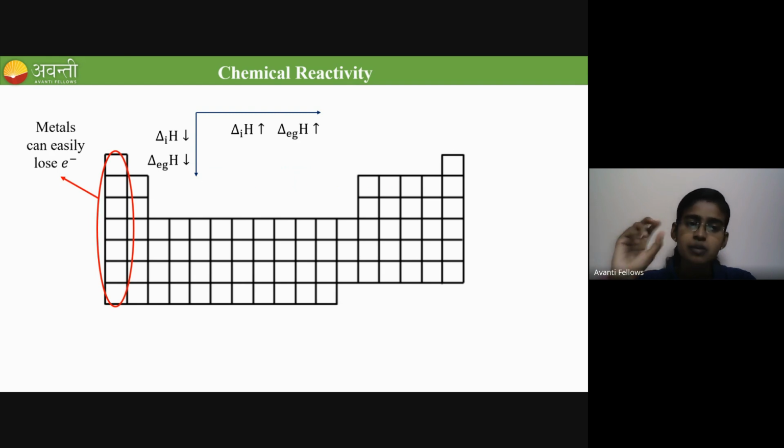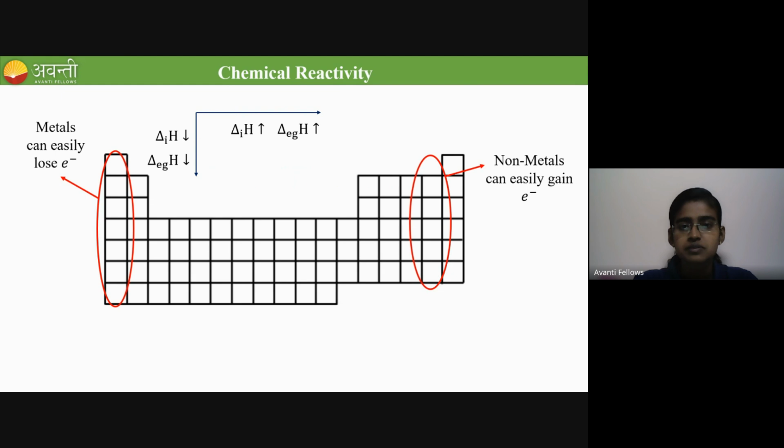Very little energy is enough to take the electron out of a group 1 element. Now the non-metals have very high ionization energy values. It means it is very, very difficult to remove an electron, but we can easily add an electron to that system. So non-metals can easily gain electrons and metals can easily lose electrons.